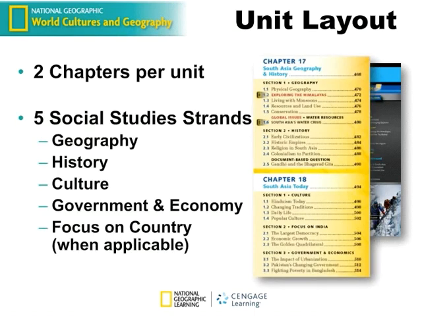World Geography and Cultures incorporates the 5 strands of social studies into each unit. Geography and history will be covered in the first chapter, while culture, government, and economy and the focus on the country will be the focus of the second chapter. Each unit will include the first 4, but the focus on country will only be included in some of the units.